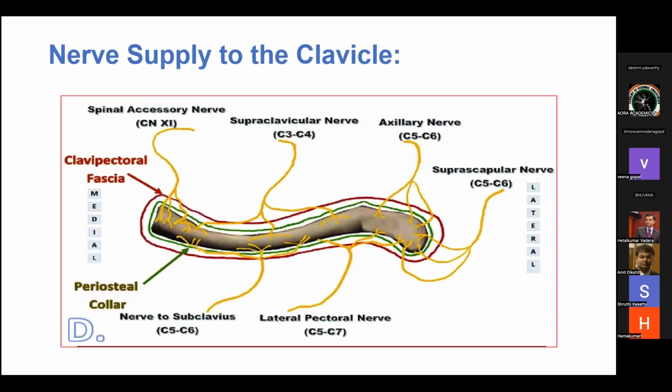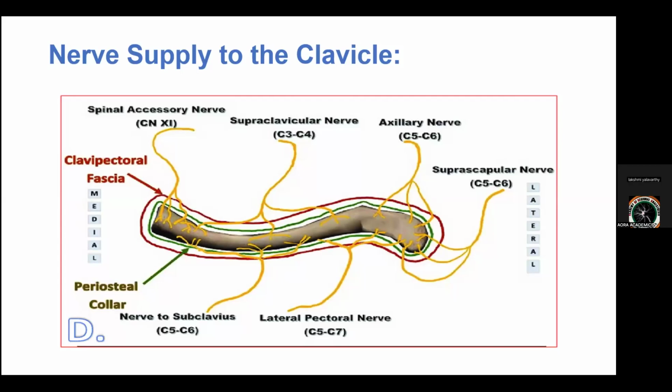And the next important thing we have to know is the nerve supply of the clavicle. The innervation of the clavicle is crucial and overlapping because it has dual innervation from two different plexuses. One is the superficial cervical plexus, the other is the brachial plexus. The anterior and superior aspect of the clavicle is entirely supplied by the supraclavicular nerve from the superficial cervical plexus, and the posterior and inferior aspect is supplied by the nerve to subclavius and the lateral pectoral nerve.